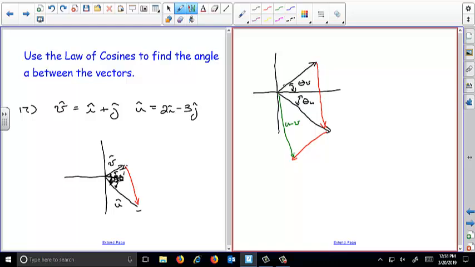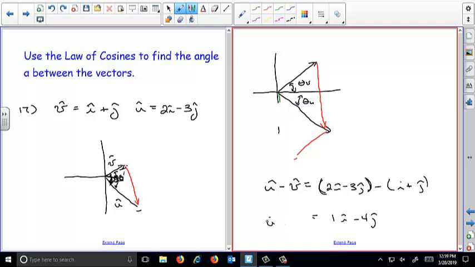I have the length of vector v, the length of vector u, and the length of u minus v, and then I can use the law of cosines to solve it that way. So what we need to do is calculate u minus v. That's going to be (2i minus 3j) minus (i plus j). So that becomes 2 minus 1, which is 1i, and negative 3 minus 1, which becomes negative 4j. So that's u minus v.